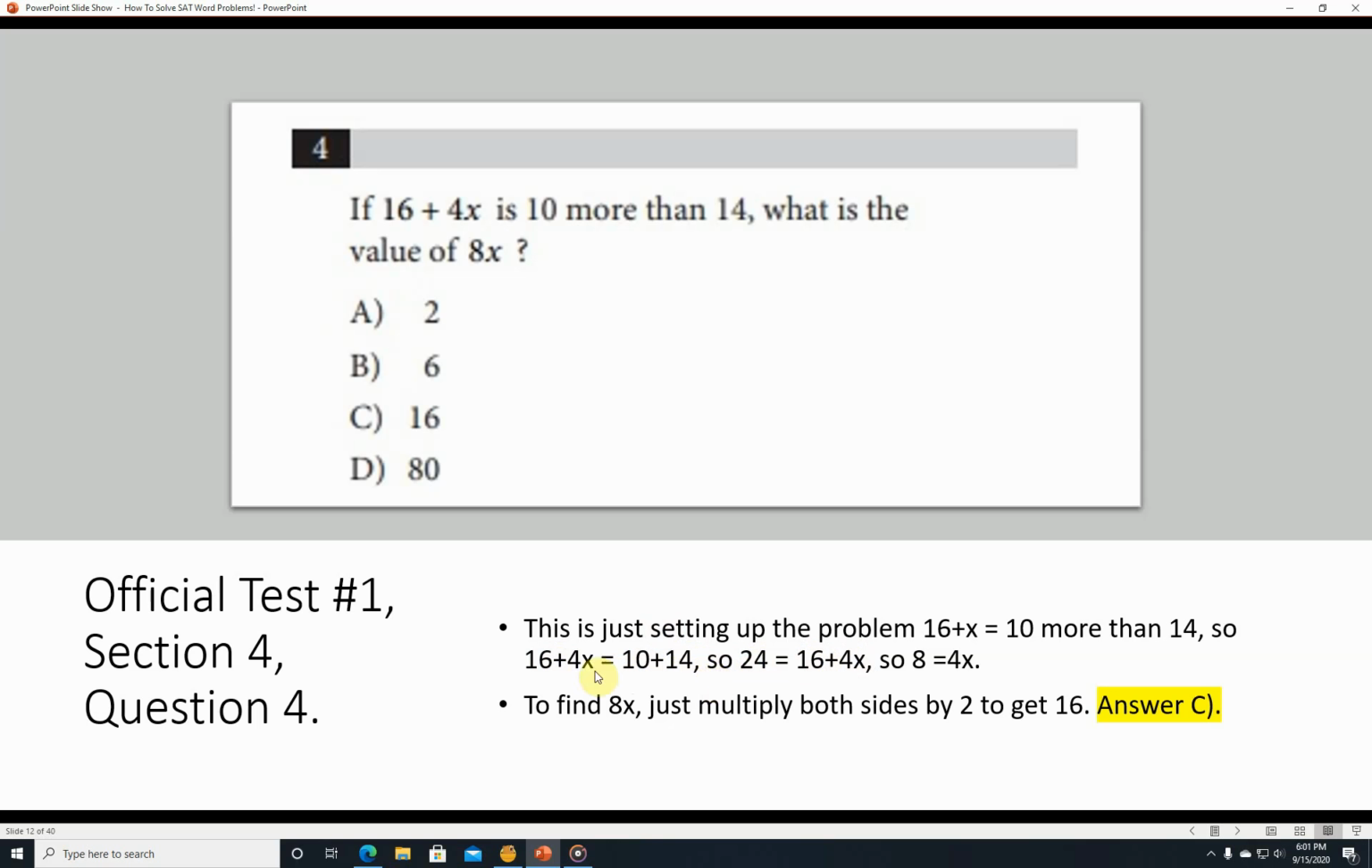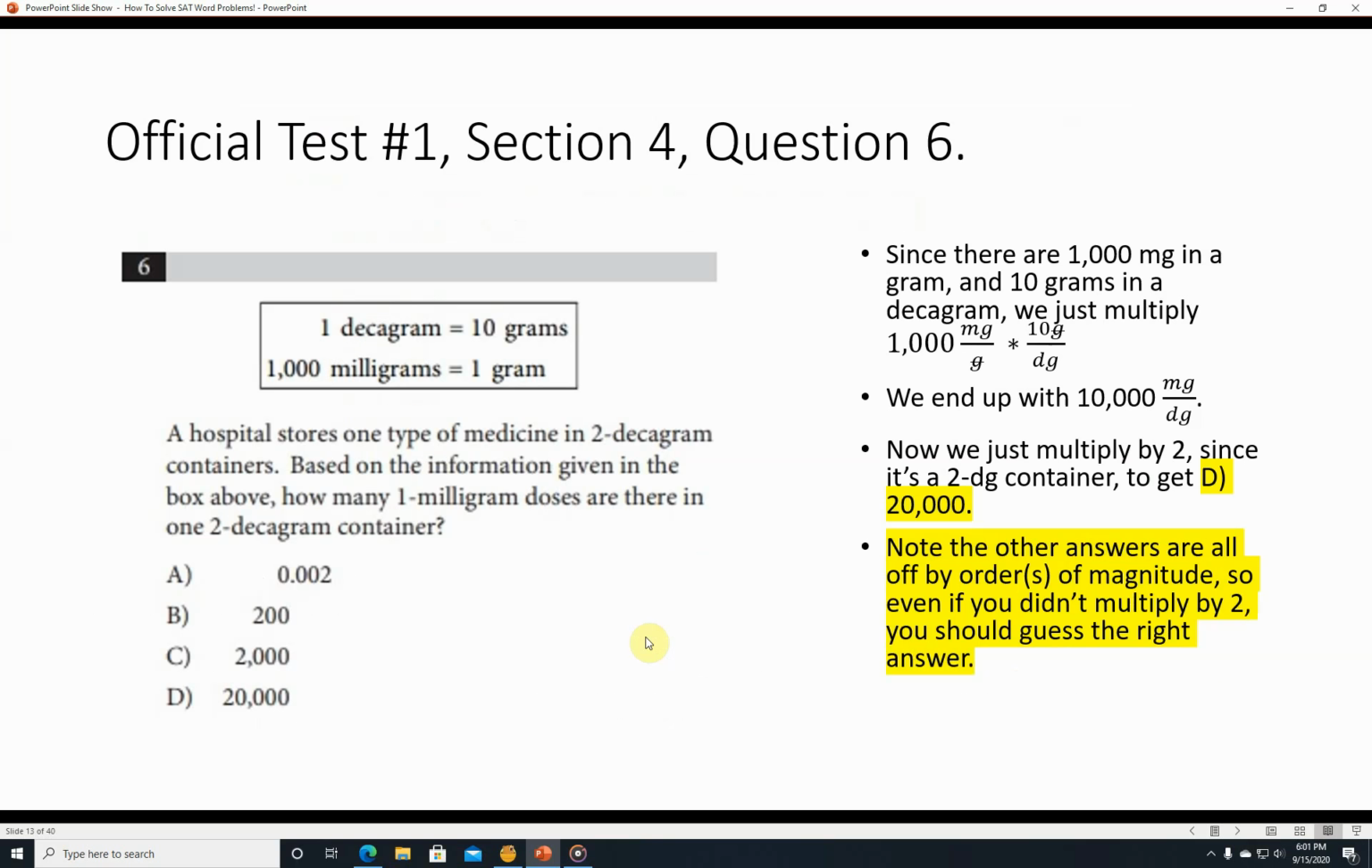I just flipped them around and added these two together. Then we subtract 16 from each side, so we get 8 equals 4x. To find 8x, we just have to multiply 4x times 2, so we multiply both sides by 2, and we quickly see that 8x is equal to 16, which is answer C.